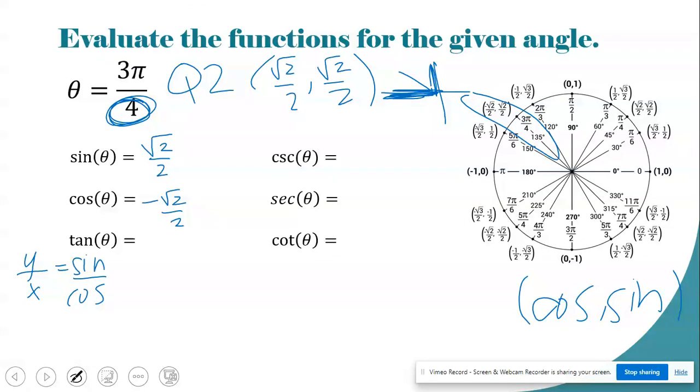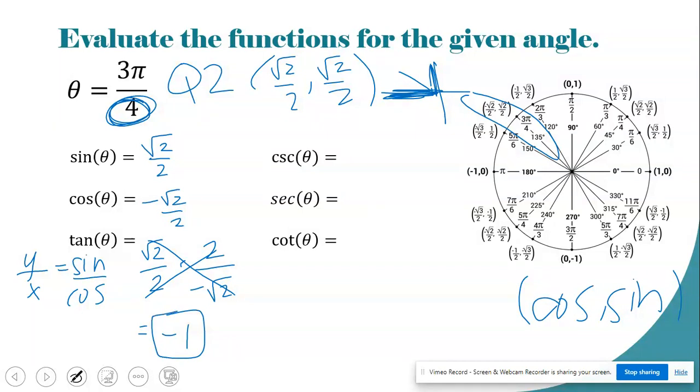Remember, we're going to keep, change, flip it. So sine root 2 over 2, change to multiplication, flip, and we're going to take the reciprocal of cosine, 2 over negative square root of 2. If we do this, these 2's will cancel, and so will these, actually, and we'll be left with just negative 1.